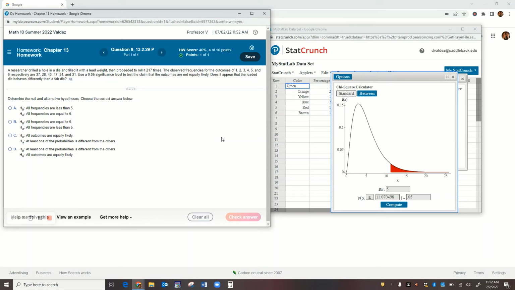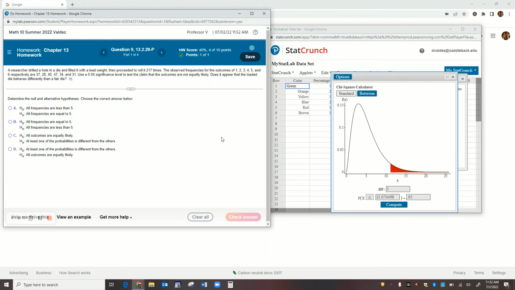Okay. The observed frequencies for the outcomes of 1, 2, 3, 4, 5, and 6 respectively are given there. Okay. How many times it landed 1, 37. How many times it landed 2, 28, etc. Use a 0.05 significance level to test the claim that the outcomes are not equally likely. Does it appear that the loaded die behaves differently than a fair die?